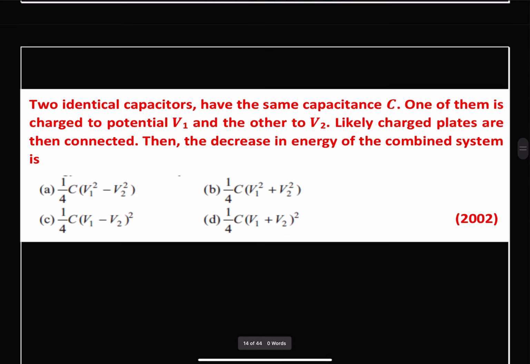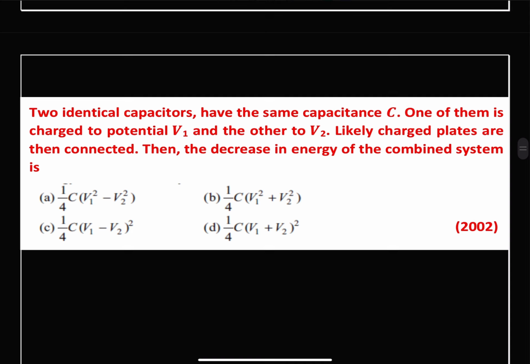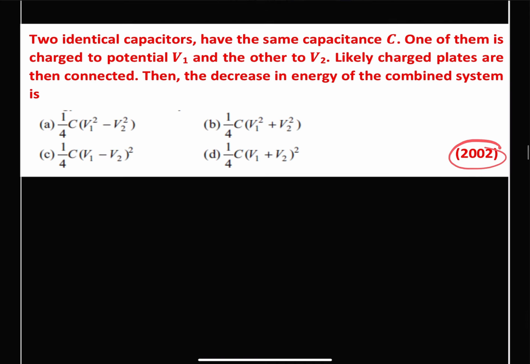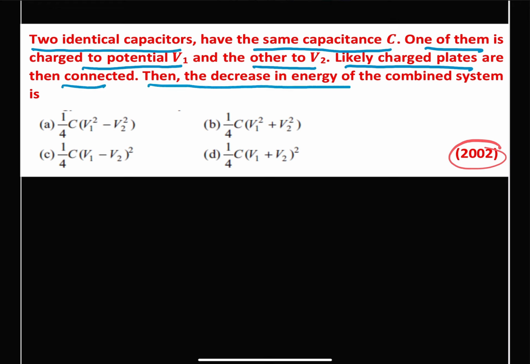Next question. It was asked in the year 2002, and it states that two identical capacitors having the same capacitance C, one of them is charged to potential V1 and the other to V2. Like charged plates are then connected. Then the decrease in energy of the combined system is.